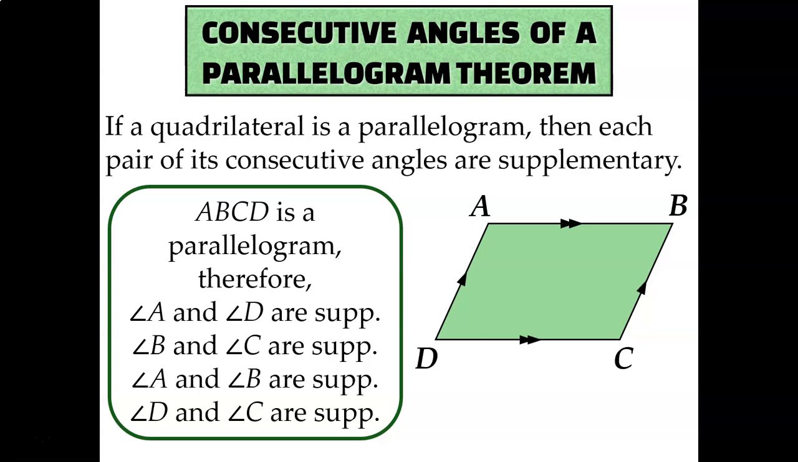And we also know that each of the pairs of consecutive angles are supplementary to each other. And that's really just based on the consecutive interior angles theorem that we learned in first semester. Since these two lines, AB and DC, are parallel to each other, angle A and angle D would be consecutive interior angles from that transversal AD. So angle A and angle D have to be supplementary. And you could say the same thing for angle B and angle C, and angle A and angle B, and angle D and angle C. Basically, each pair of consecutive angles are going to be supplementary to each other.